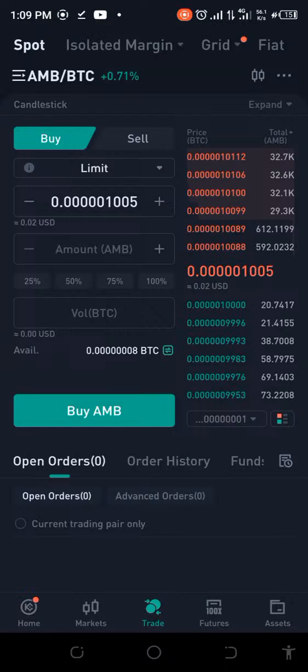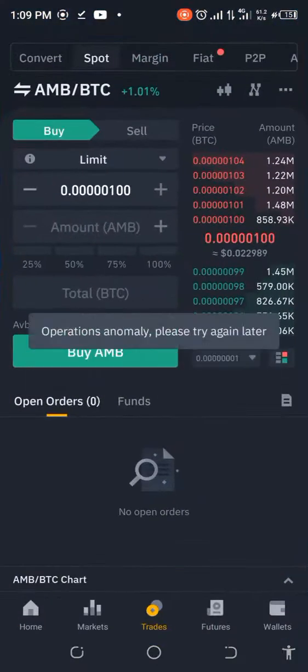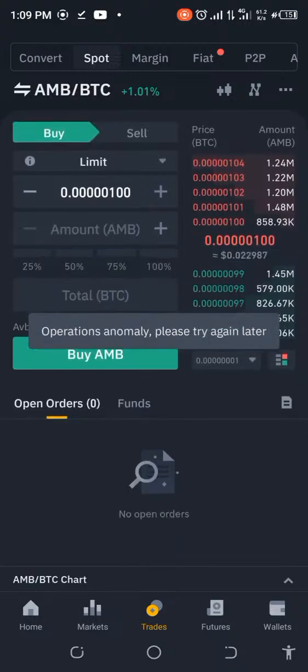So we're just going to go over and see how we can exchange this. Go back into Binance because it's going to be from Binance straight on. Okay, so let me just make sure I check this out.